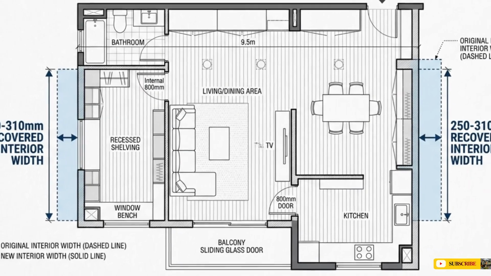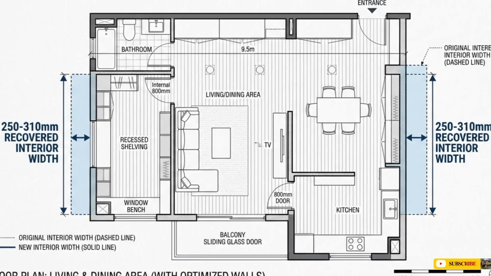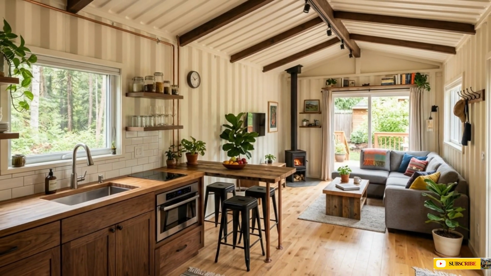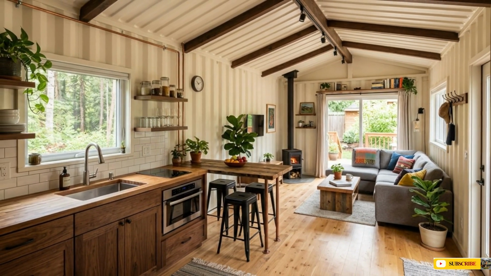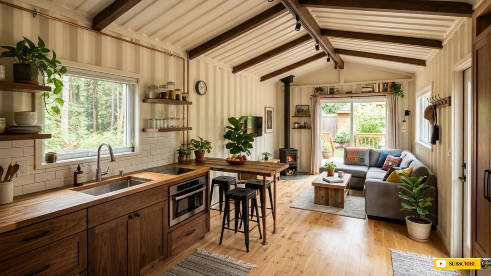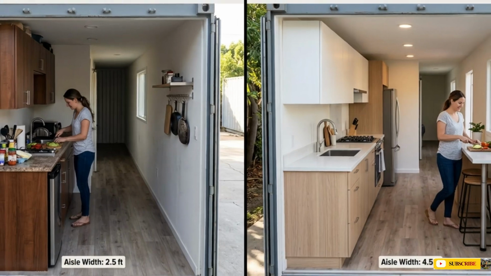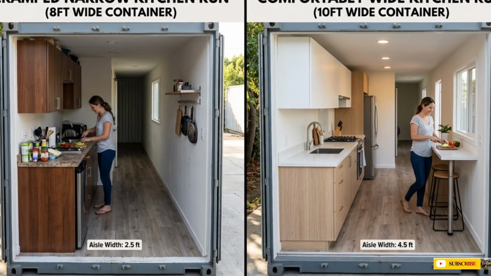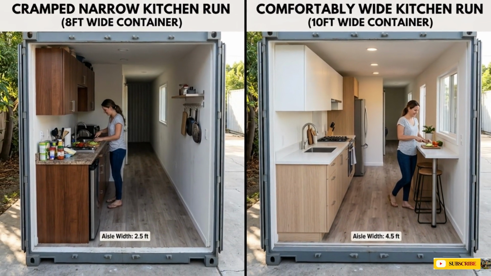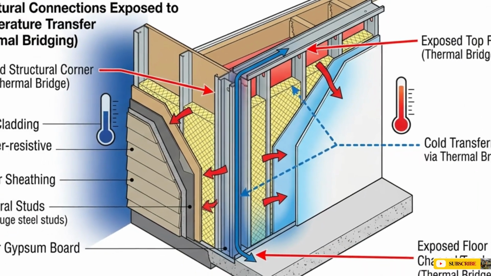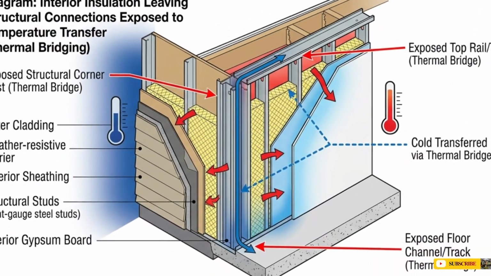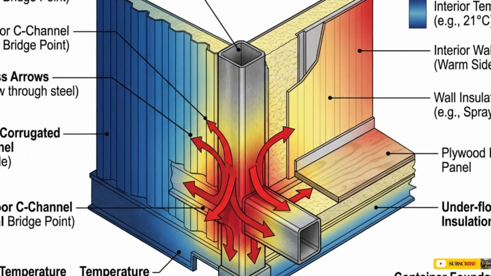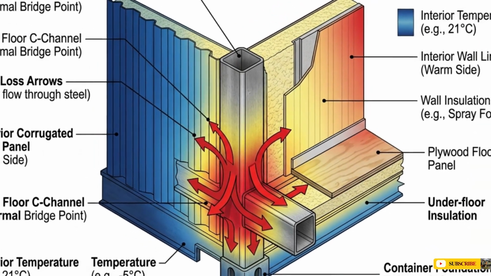Across both long walls, 250 to 310 millimeters of recovered interior width. In real terms, the difference between a 6-foot 8-inch interior and a 7-foot 6-inch interior. On a 40-foot container, where this width is the primary determinant of how the interior functions, the difference between a kitchen run and a living zone that feel comfortably usable and the same spaces that feel uncomfortably narrow.